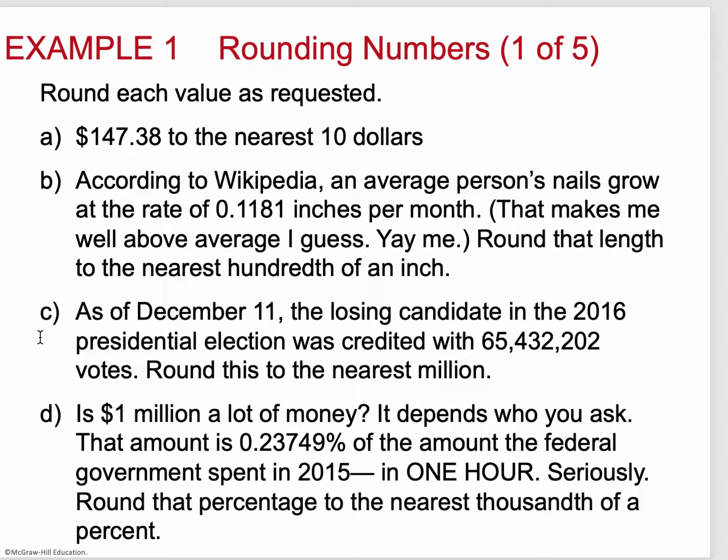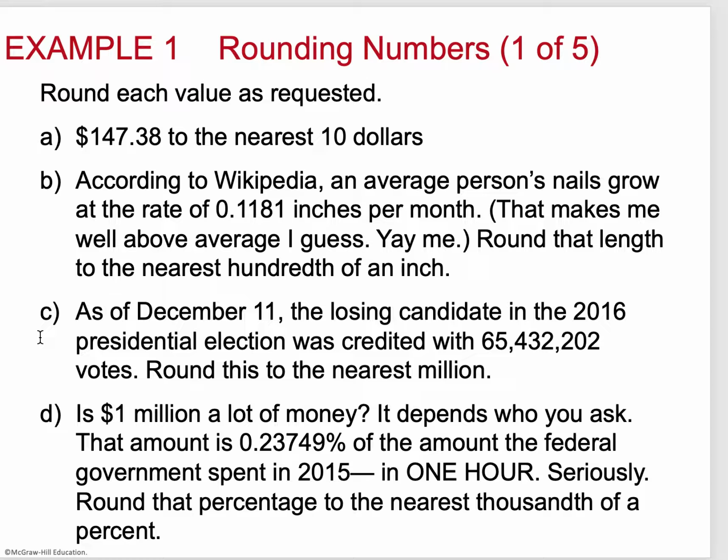So here's an example. If I have $147.38, I want to round that to the nearest $10. That means the tens place, which is where the 4 is. So I have $150 because everything else becomes a 0, and 7 is greater than 5.